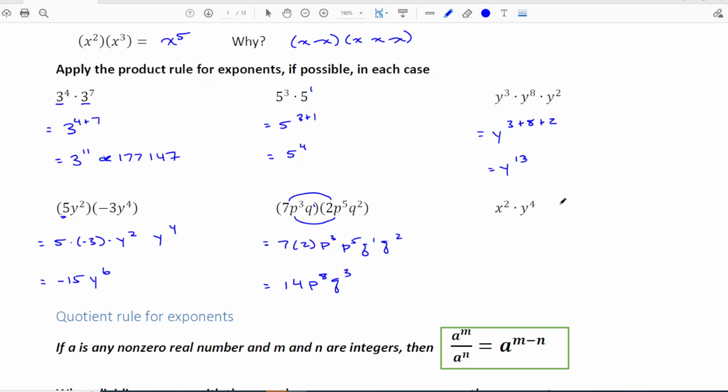And then what about this next one? This next one is a little bit of a trick. This one is trying to get you to think of, what do I do when the bases aren't the same? And so for this one, you would just say that it's as far as it can go. I just checked the wording in the textbook and they said the product rule does not apply.